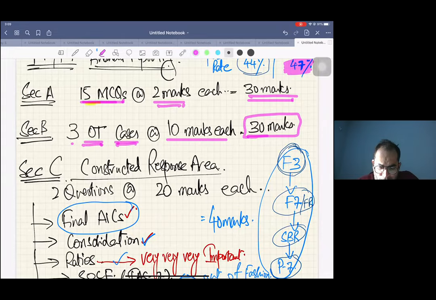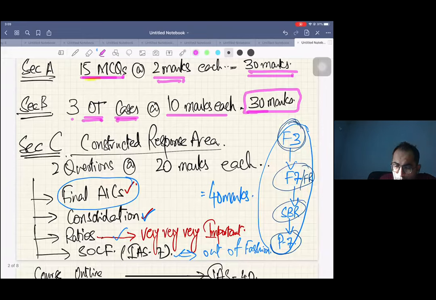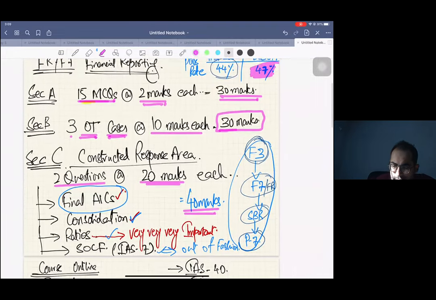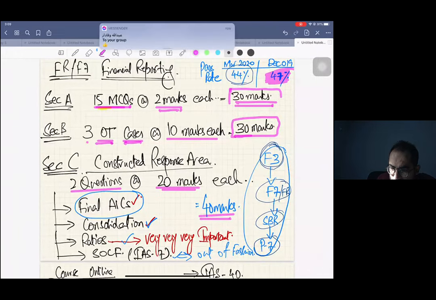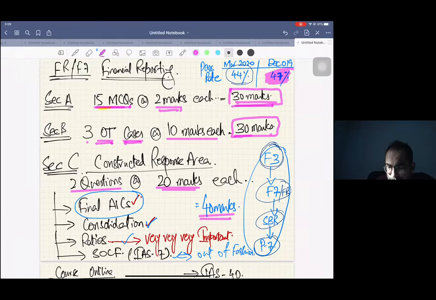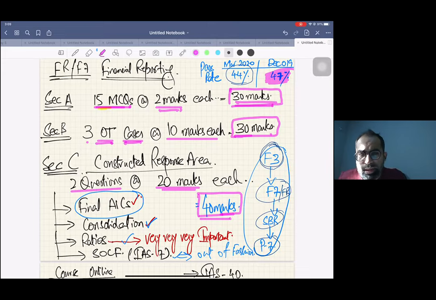Okay. Now, in section C, you will have 2 questions at the rate of 20 marks each. So that means 40 marks. Now hold on. You can see 30 marks from section A, 30 marks from section B, and 40 marks from section C. This makes 100 marks total. Sir, is there any choice in the paper? There is no choice, my dear student, no choice. All 100 marks are compulsory. You cannot leave anything.